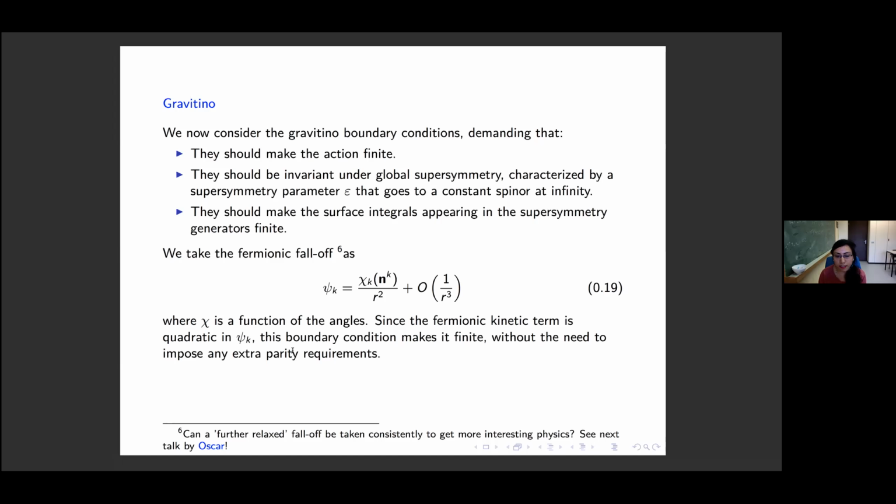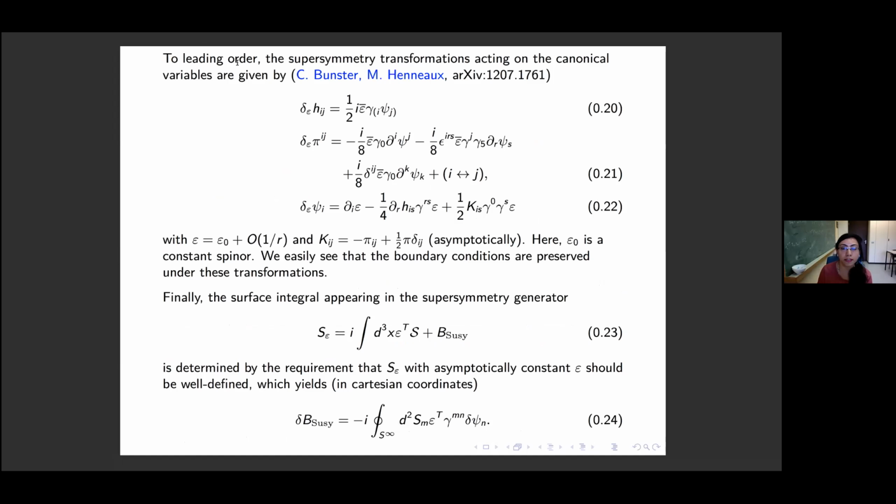So this is already an important result because for the spin 1 and spin 2 cases, we have seen that in addition to the fall-off conditions, we also need some extra parity conditions. But here we see that even without parity, the kinetic term is already finite. Now we have to check the supersymmetry transformations. To leading order, the supersymmetry transformations acting on the canonical variables are given by this.